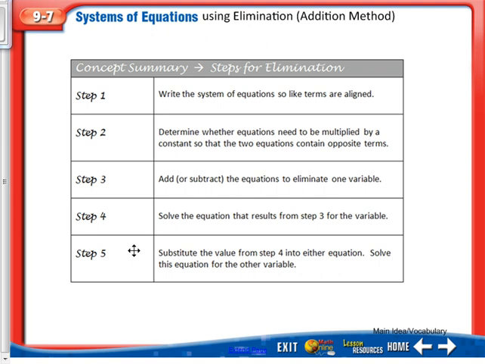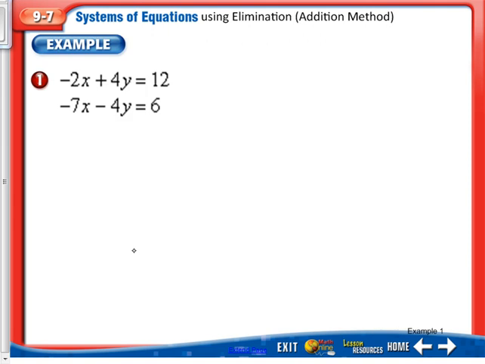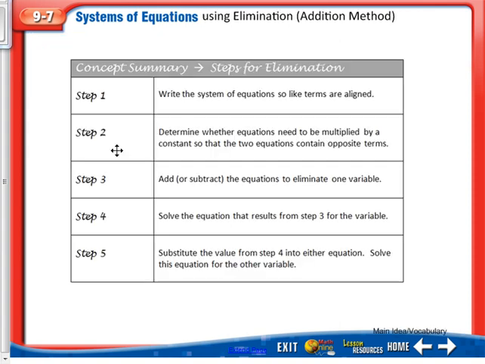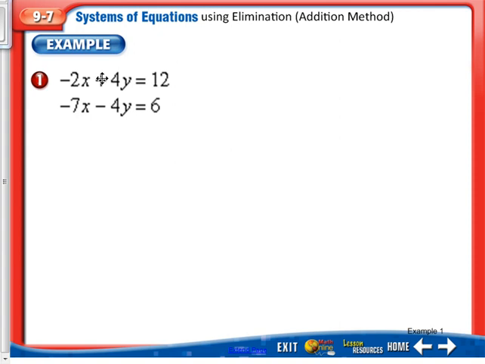Okay, so there's a lot of the same things from the substitution method. Let's go ahead and try the elimination method. We'll see what's going on. Again, step one says write the system of equations so like terms are aligned. You see how we have the x's on top of each other, the y's on top of each other, and the constants on top of each other here. So it's kind of like standard form, ax plus by equals c.